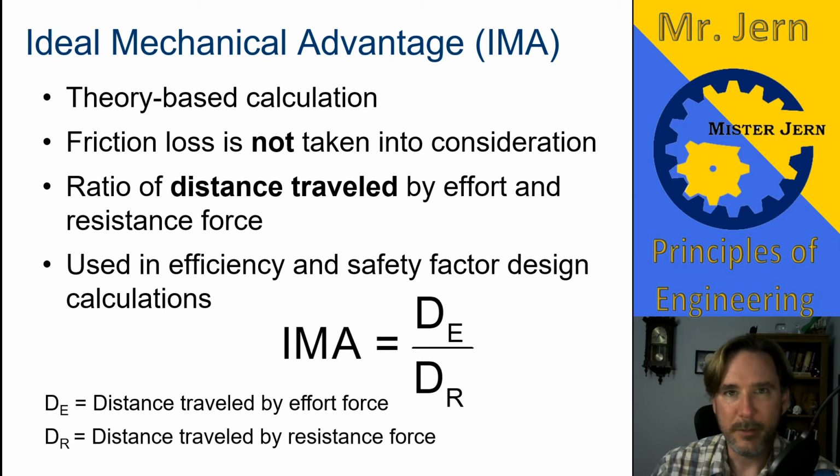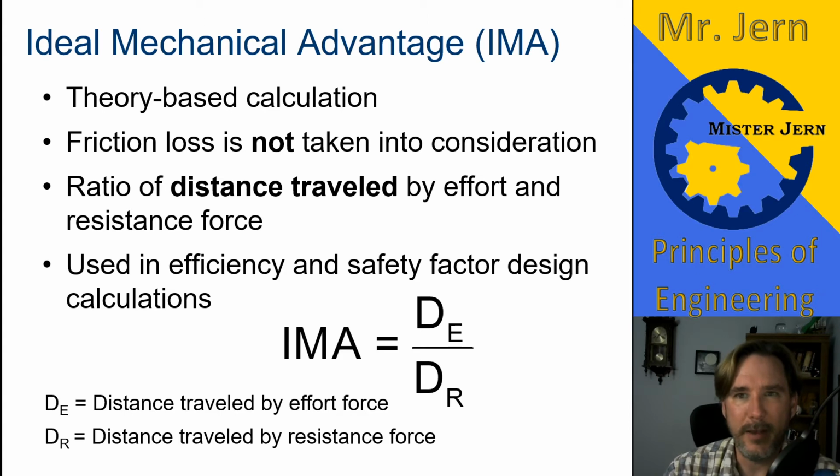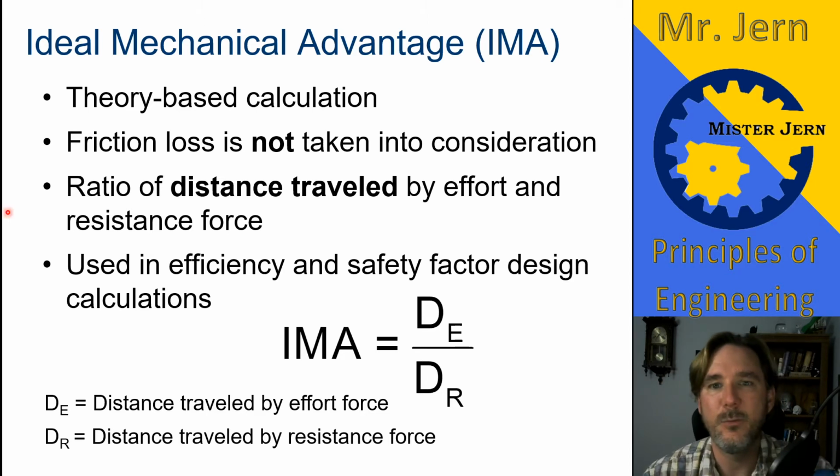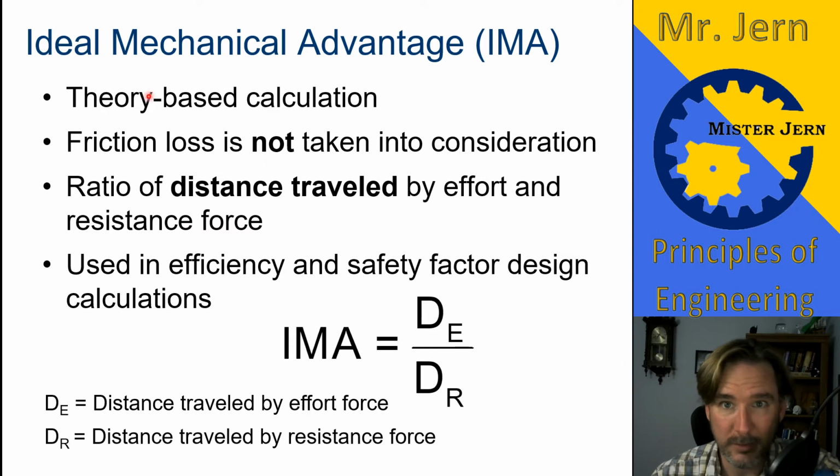So now we get into some calculations. What we're talking about here is ideal mechanical advantage. This is theory. Ideal means this is what it would be like if all the math worked out perfectly and we ignored friction. So friction is not taken into consideration. You can't eliminate friction, but you can reduce friction to get closer to your ideal mechanical advantage.